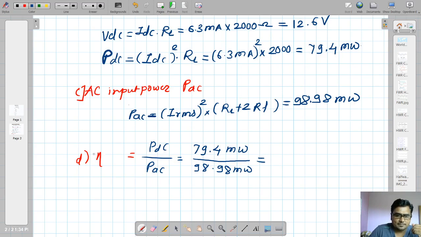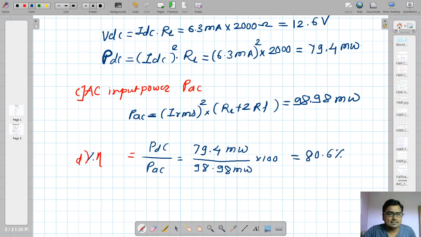If you want percent efficiency, then whatever you have calculated, multiply by 100. So what is the efficiency that I am getting? It is 79.4 divided by 98.98, multiplied by 100, which is 80.6. So I am writing 80.6. It is in percent.